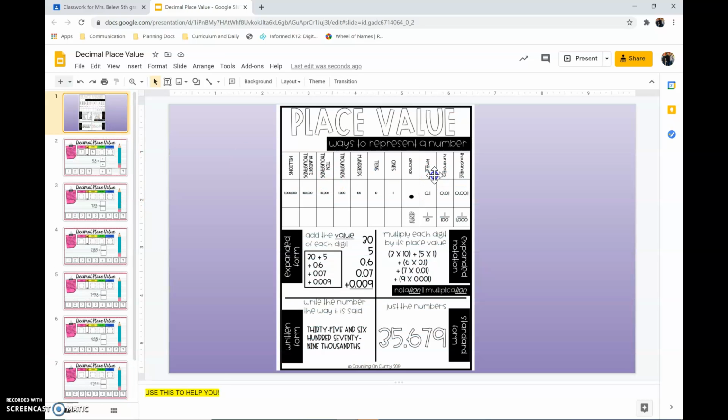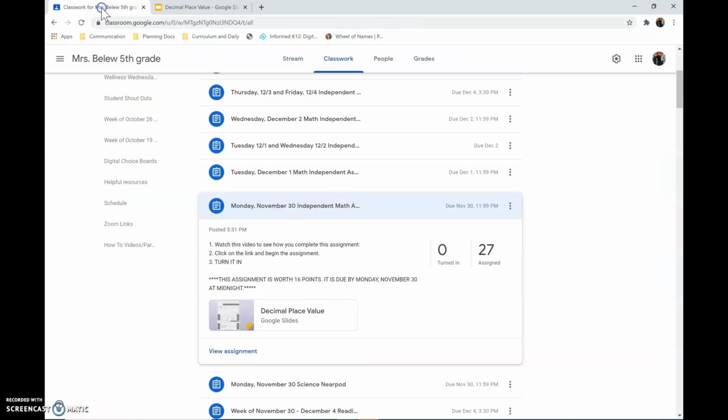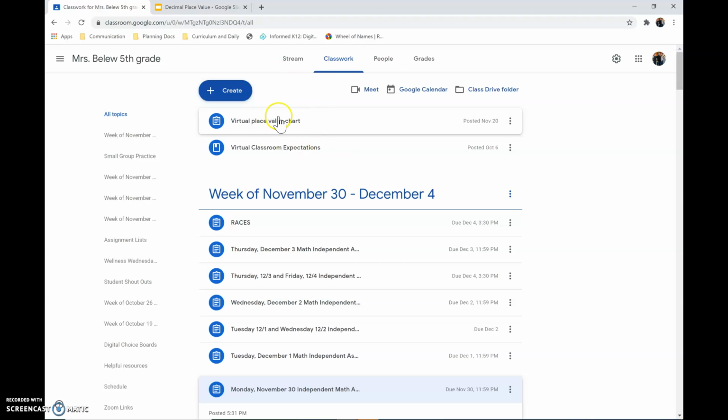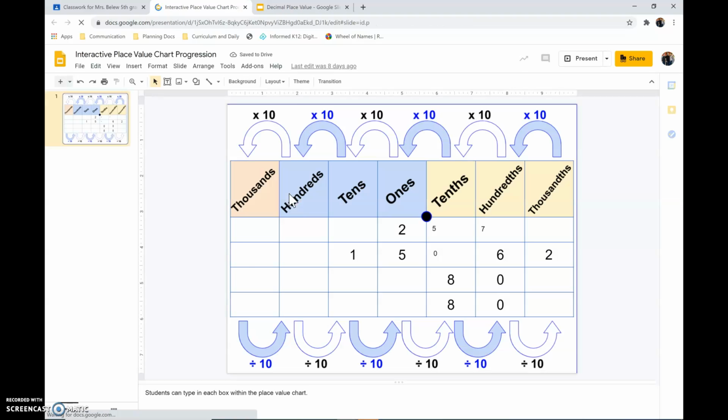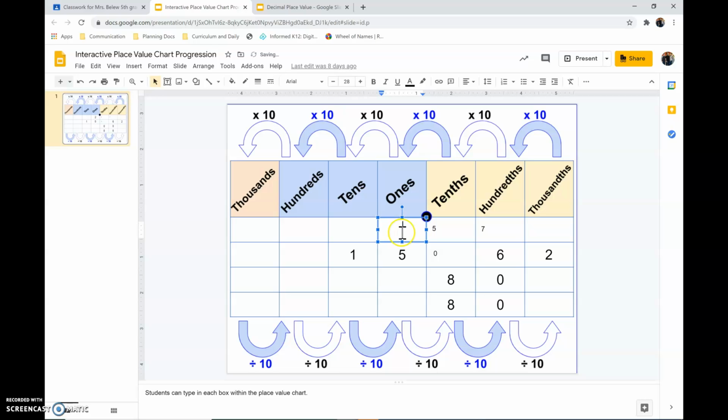So make sure you use this to help you. Another thing that might help you is right here in Google Classroom. At the very top, it's a virtual place value chart. If you click on that, you can see it has numbers in it. You can delete those. We were using it for something for small group the other day.